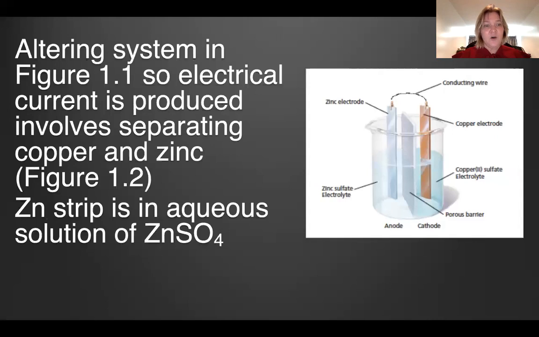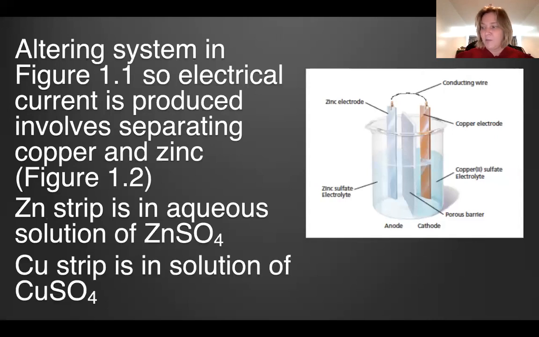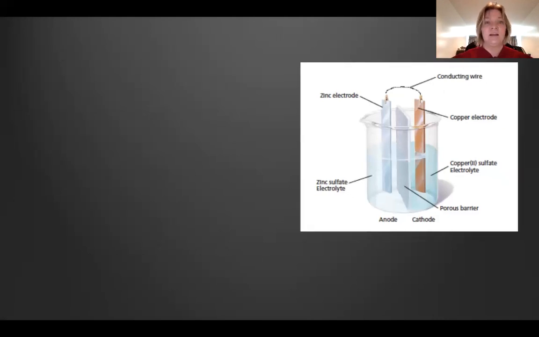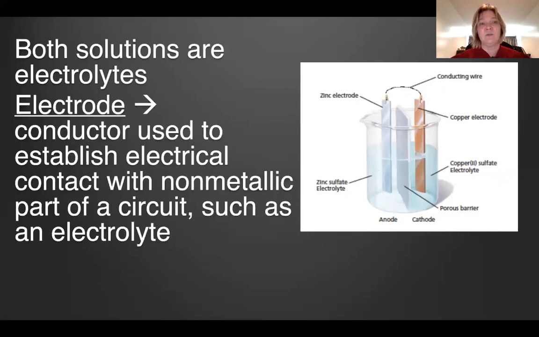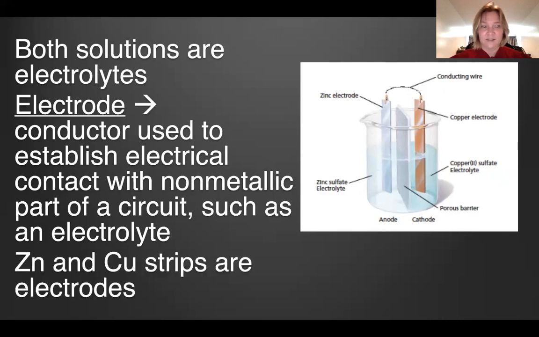Okay, so the zinc strip is in an aqueous solution of zinc sulfate and the copper is in copper sulfate. So they have the same anion. Both solutions are called electrolytes. Remember, an electrolyte is a conductor used to establish electrical contact with non-metallic parts of a circuit. So the zinc and the copper strips are the electrodes.